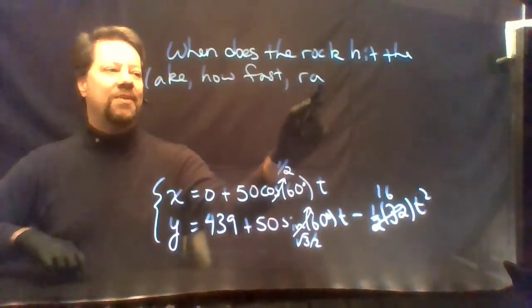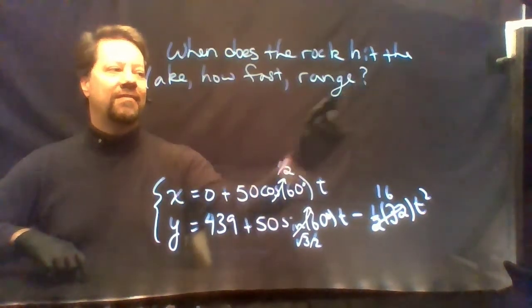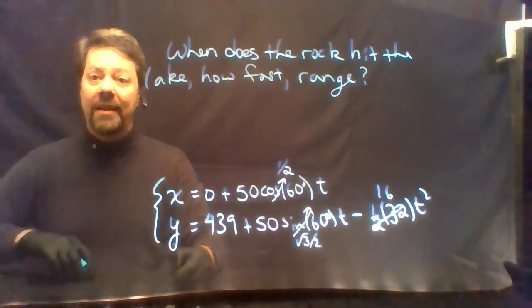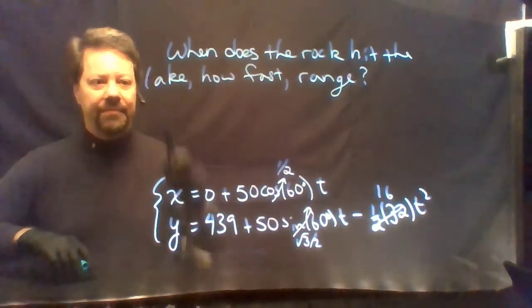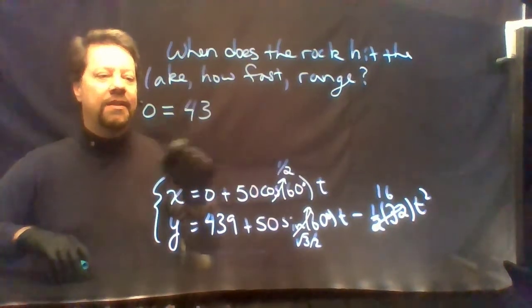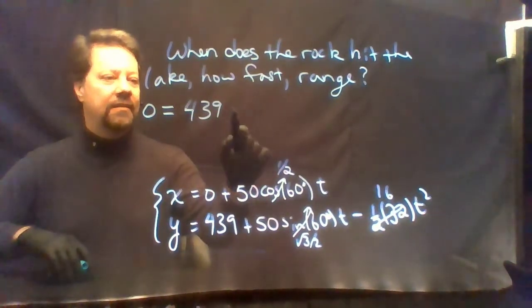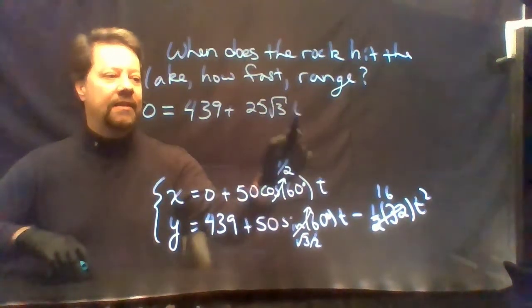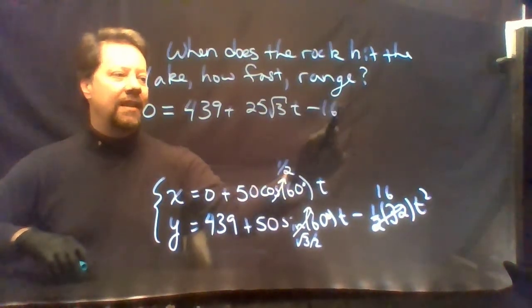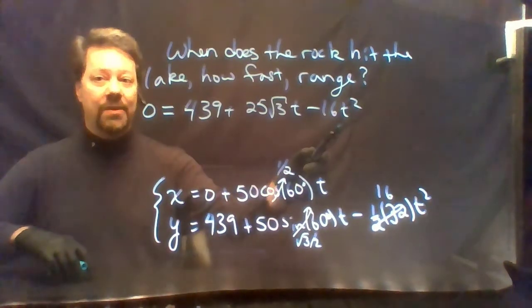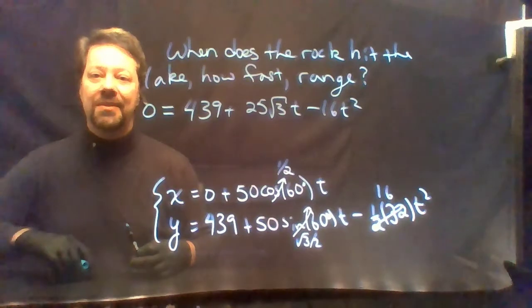How fast and what is the range? It hits the lake when the height above the ground is 0. So we need to solve the quadratic equation 0 equals 439 plus 25√3t minus 16t squared. This is a quadratic. There should be two answers.